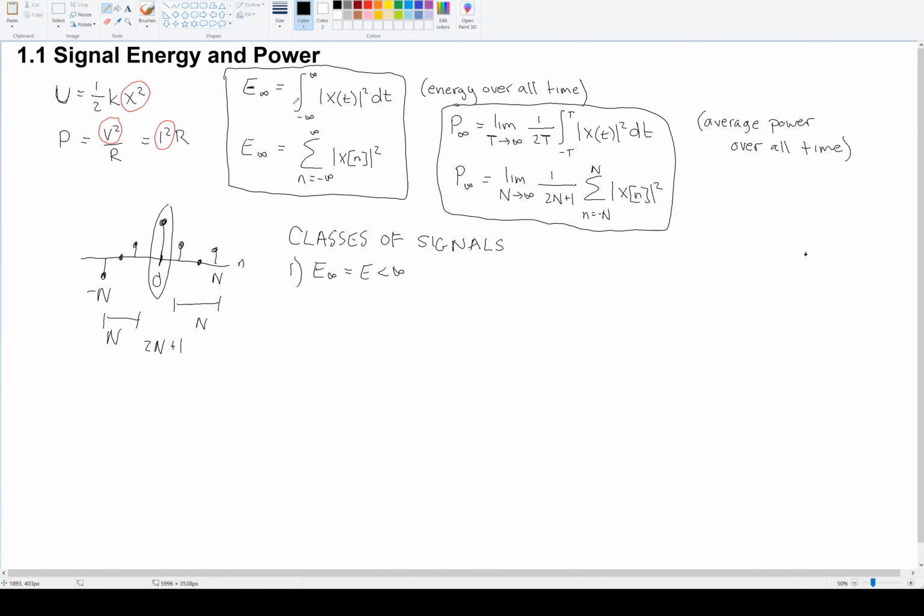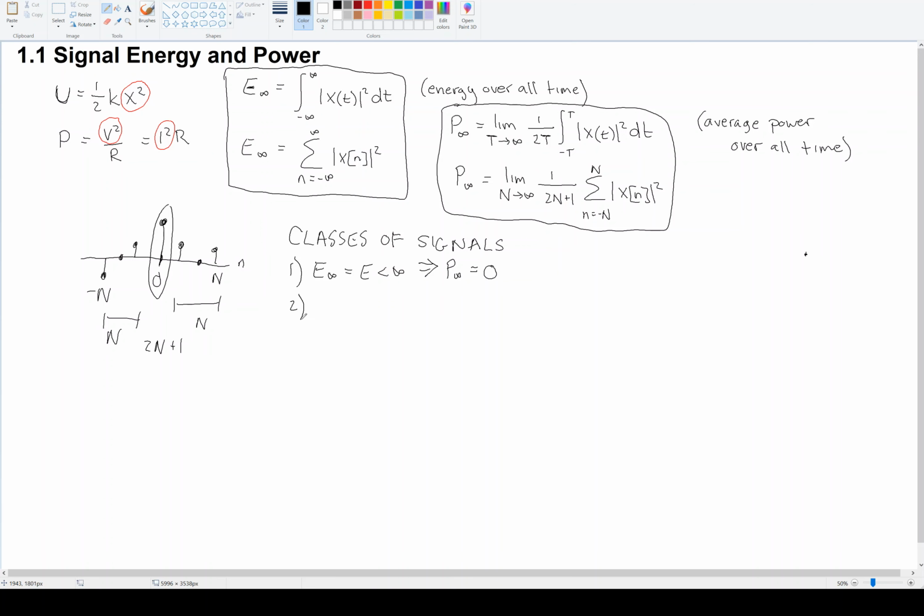So let's just work on the continuous case for now. So if you lock in on this integral, this would be a finite number. And then notice the power, what this implies about the power then. So this integral is finite. Then you divide by something that goes to infinity. So when you take a finite number, the energy, divide by something that goes to infinity, then you have 0. So when the energy is finite, this implies that the average power is 0. Okay, that's one type of signal.